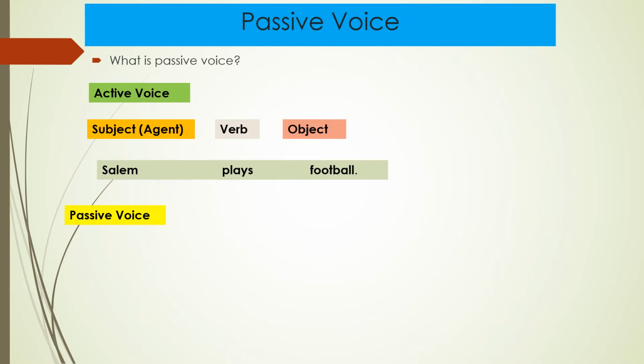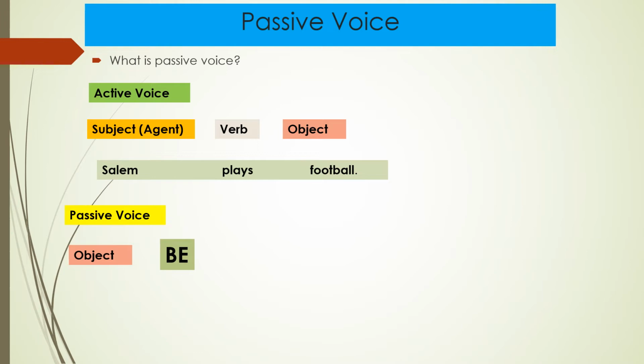Now, if you want to change this sentence into passive, we have to follow some certain rules. First of all, we have to put the object at the beginning of the sentence, which is here what? Football. Then we have to use a verb to be, and this is the most important step when changing the sentence into passive. And what do we mean by verbs to be?